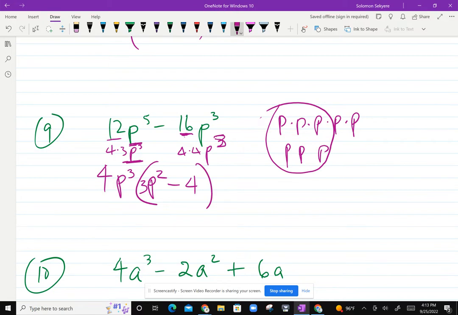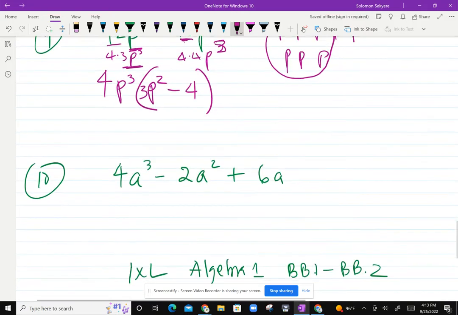And you can always check your answer by multiplying through to see if you will get the same thing. So 4p cubed times 3p squared: 4 times 3 is 12, p cubed times p squared is p to the power 5, minus 4p cubed times 4, which is 16p cubed. Got it? All right.